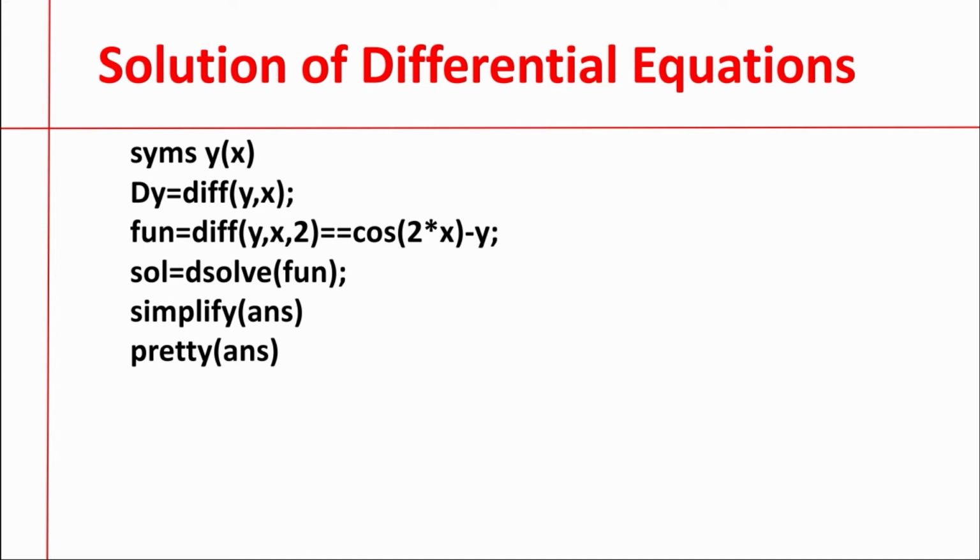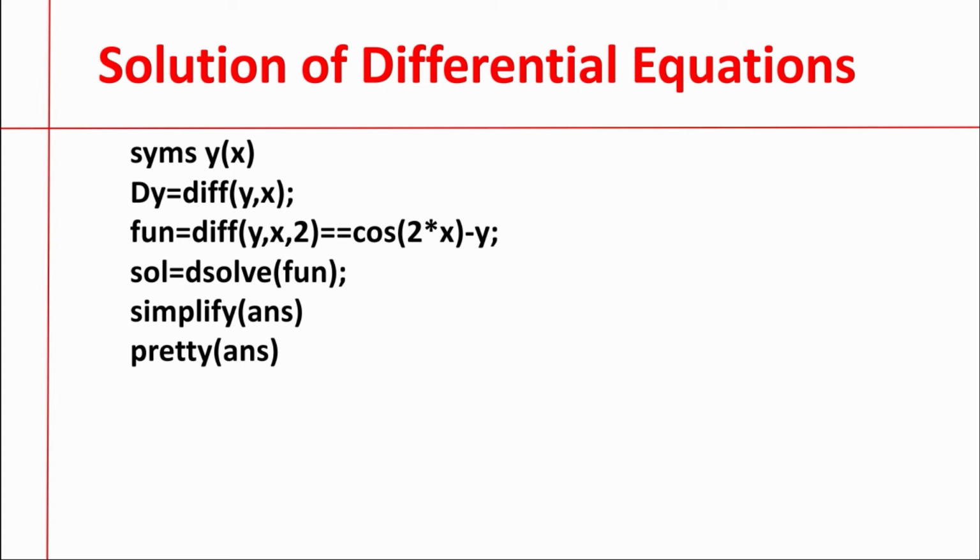We take another code. In this code, syms y(x), dy is equal to diff(y, x), fun is equal to diff(y, x, 2) equal to cos 2x minus y, solve is equal to dsolve. Inside the parenthesis you will write fun. Simplify answer and pretty answer is the same. So this is the code.